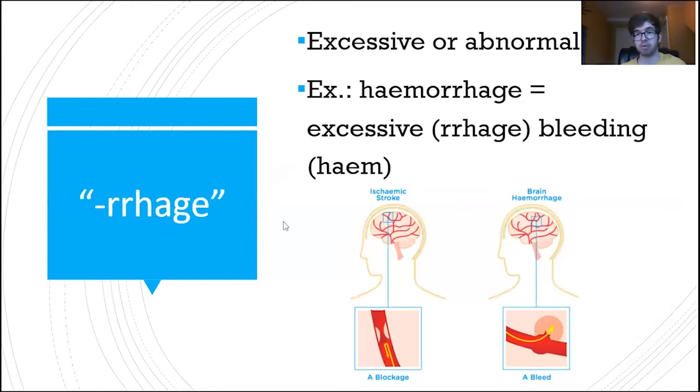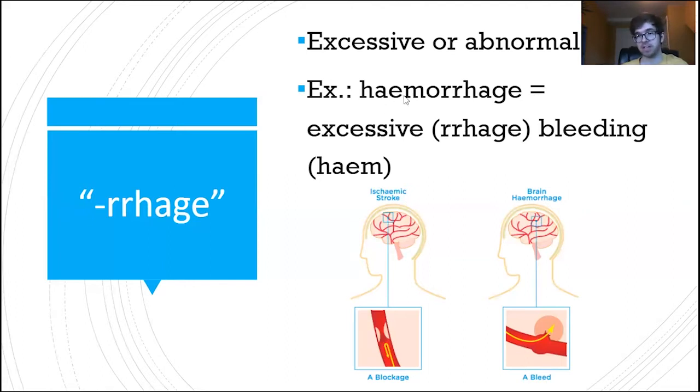And the last term I will be presenting today is this one here, which is kind of hard to pronounce when it's on its own. I'm going to pronounce it as Raj. It's going to be easier when I say it in an actual medical term. And essentially what this suffix means is excessive or abnormal flow.